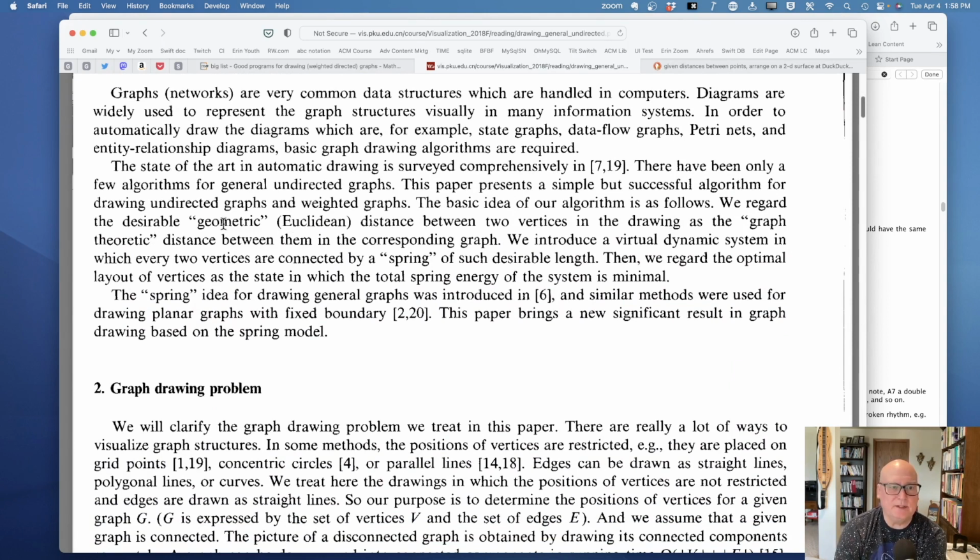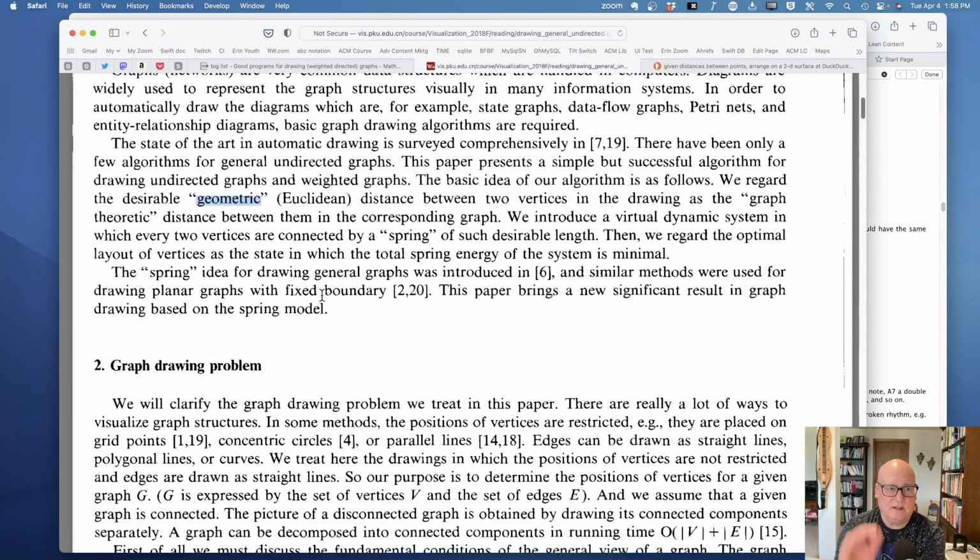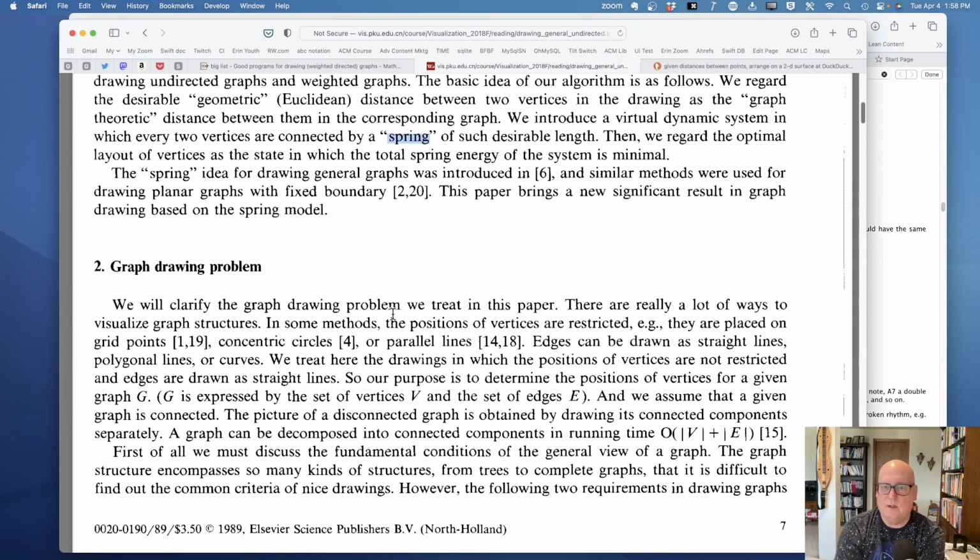Right. We're trying to get the geometric distance. So how far apart they are in a picture should correspond to the graph theoretic distance. And they do that with this notion of a spring. A spring has a steady state. It needs more energy to stretch it, and it needs more energy to compress it. And sometimes those are not symmetrical. Often they're not, but that's okay.